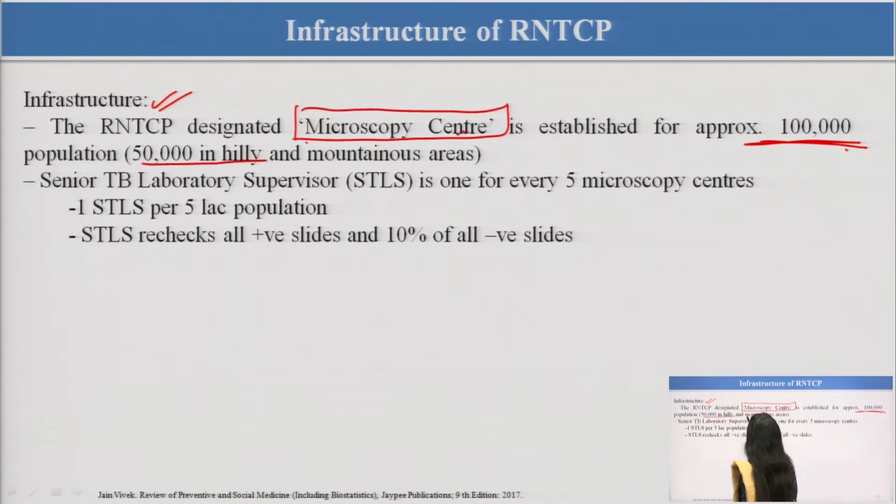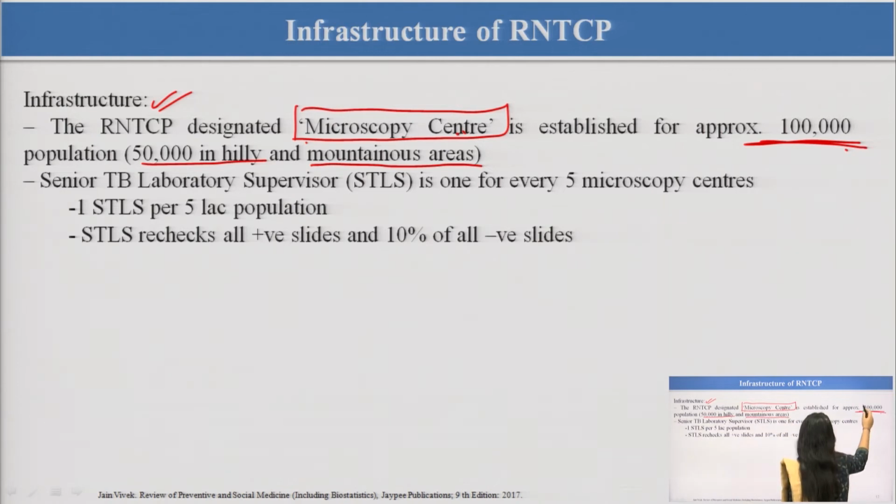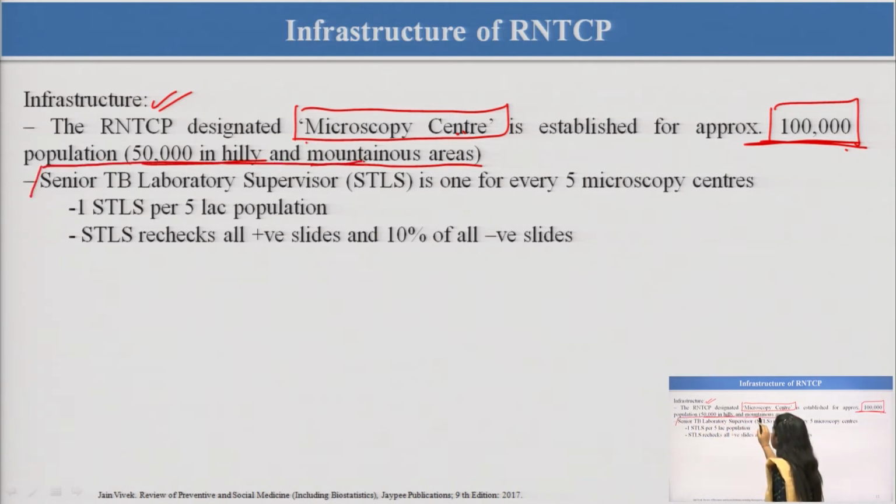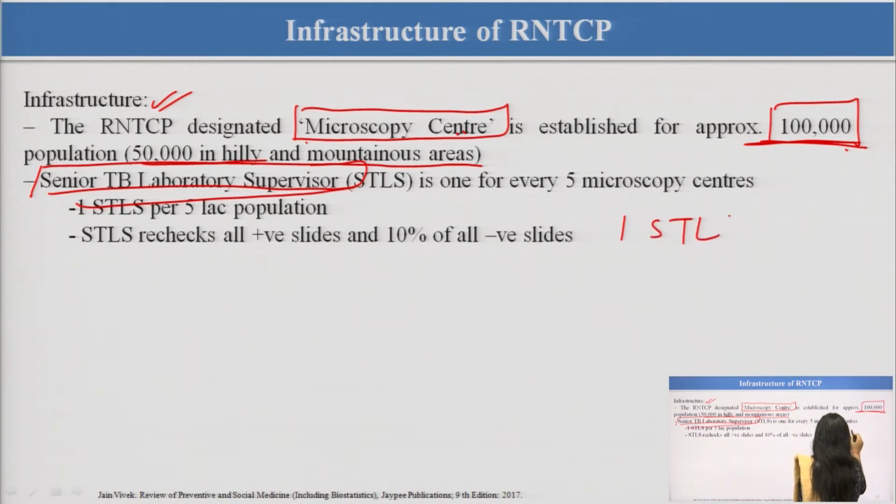Now, 50,000 in hilly and mountainous areas. So, for normal areas it is 1 lakh population, but for hilly and mountainous areas it should be 50,000 population. There is a one-person senior TB laboratory supervisor who is supervising at least one STLS, senior TB laboratory supervisor, supervising 5 labs. These are the 5 microscopy labs.